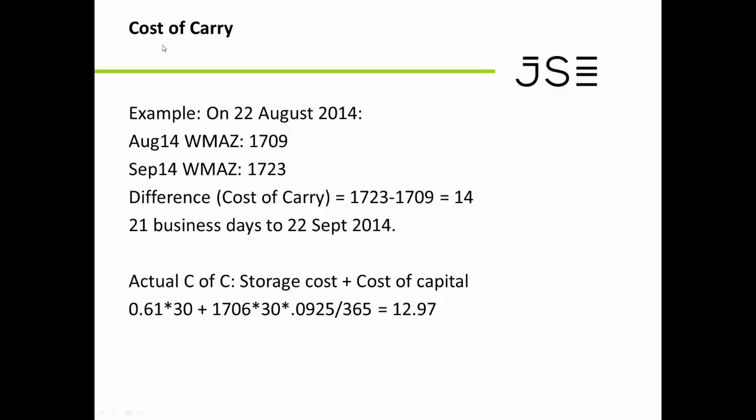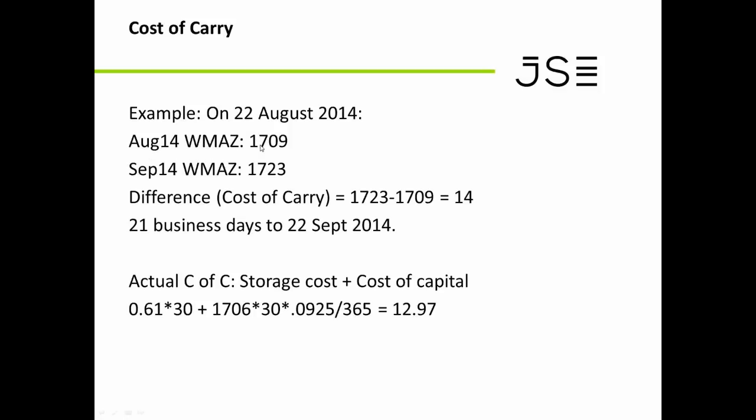And here I just want to take an example of how a trader can decide either to roll over his position or to exit his position now, simply by looking at the cost of carry between the two contracts. Now, I extracted this information from our database, so it's real information, real experience. Suppose it is the 22nd of August 2014. The August 14 white maize contract was expiring on the 22nd of August. So it was the last trading day for the August 14 white maize contract.